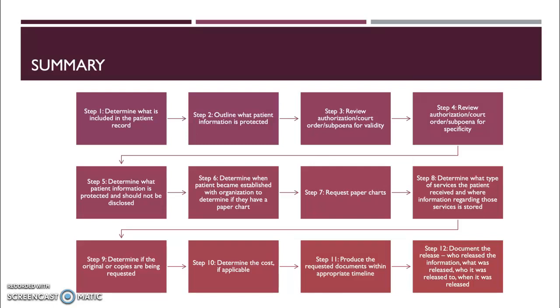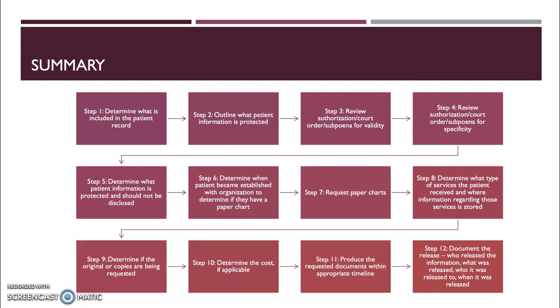And then to summarize the information presented, I've created a flowchart for staff members to reference when processing a subpoena or authorization request. It starts with creating guidelines on what information is included in a patient record, what information is protected, reviewing court orders and subpoenas for validity and specificity, determining where patients may have information stored, gathering that information, protecting any information that's not being requested or legally protected, and then processing the request by producing the documents, collecting any fees, and documenting that the disclosure occurred.